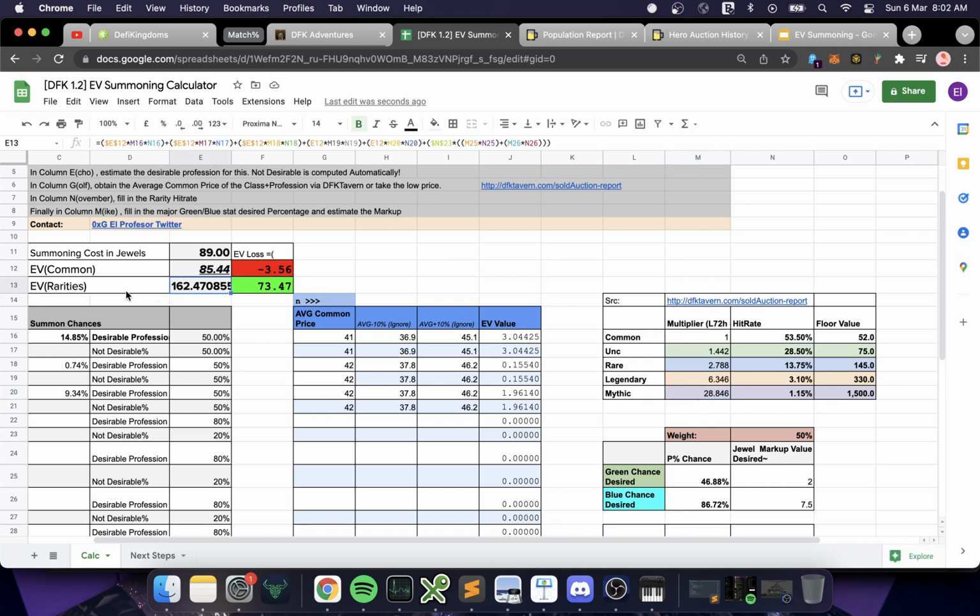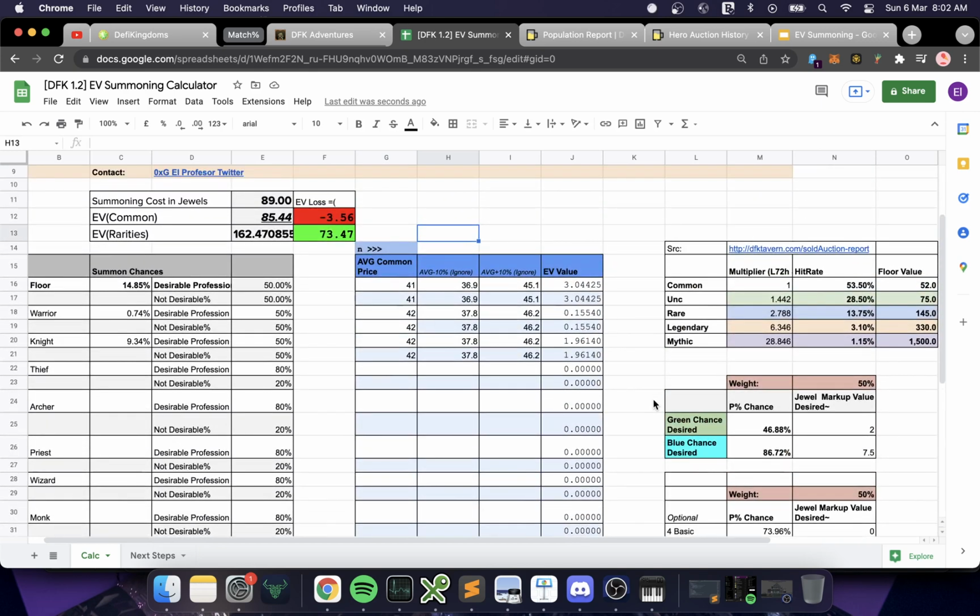Now, if you want to ignore this one and focus on common, that's fine as well. Basically, if your common EV is higher than your summoning cost, you should do it regardless. But now you have to make a decision, right? Do you really bank on getting a higher chance of rare, legendary, mythic, versus just a 55.3% chance of common? Then you need to take that chance, right? But long term, over time, if this holds true, then you will make a profit of 73.47 jewels every time you do this summon, right? So that's how you have to see it.